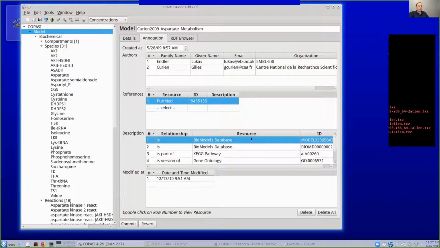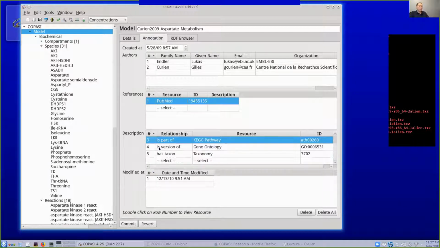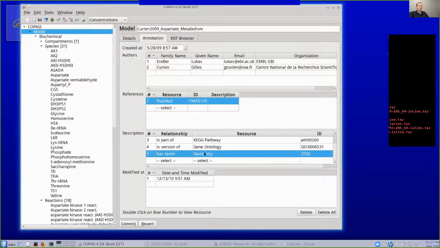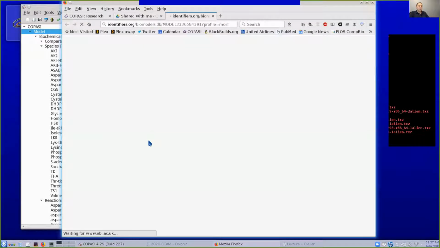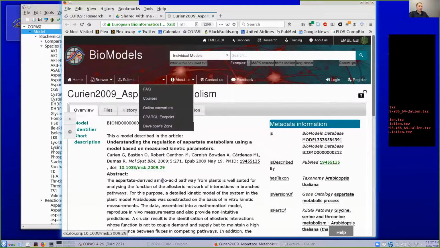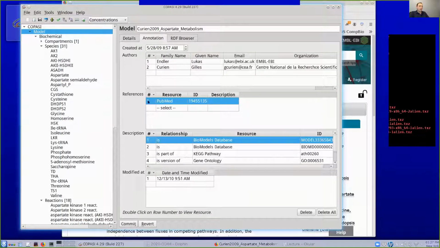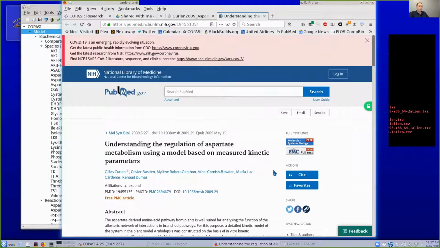So this model is in the BioModels database. It's part of a KEGG pathway. It's a version of something that is stored on Gene Ontology, and it's related to a biological species that has this taxonomy. Now, these numbers are identifiers in databases. They don't mean anything to you. But if you double click on them, you go to a URL, and your browser will load the equivalent thing. So this is the BioModels page for this model. If I click the PubMed link, you go straight into PubMed. And from there, you could actually also get to the paper.